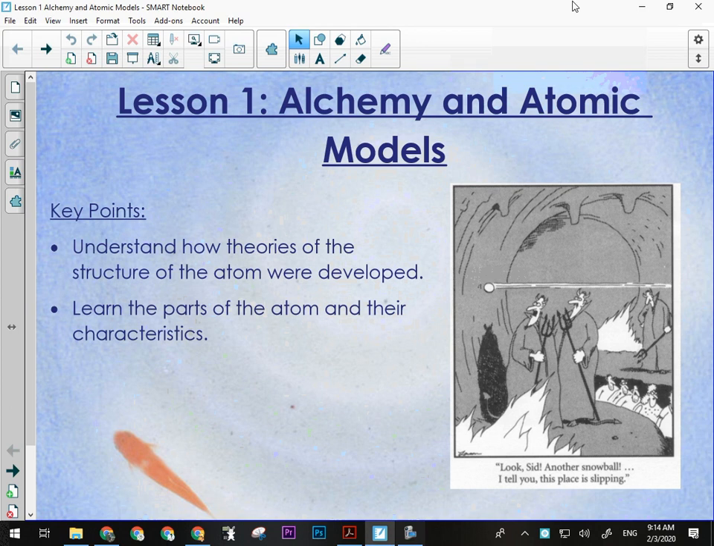All right, so we're going to go over today models of the atom, history of the atom, so a little bit of kind of the history of chemistry, really, okay, and just kind of some basic stuff about atomic structure, right?